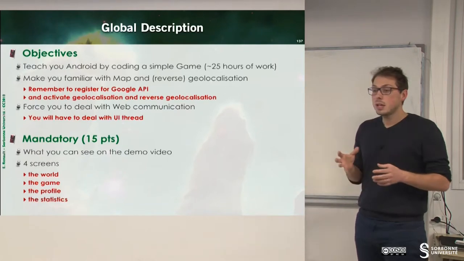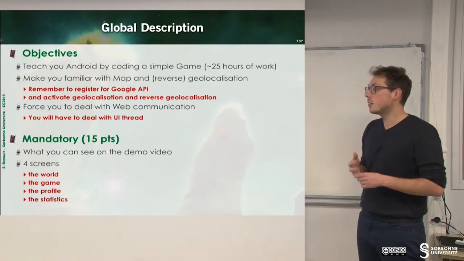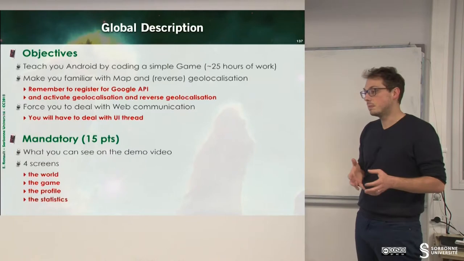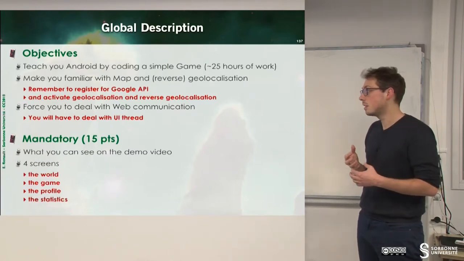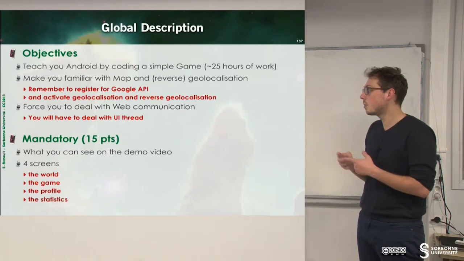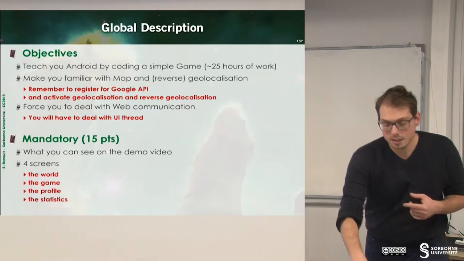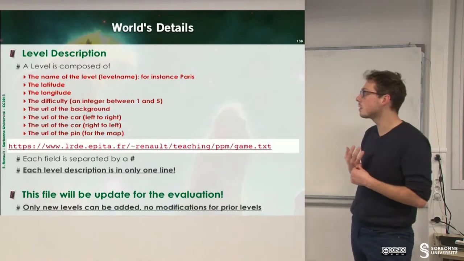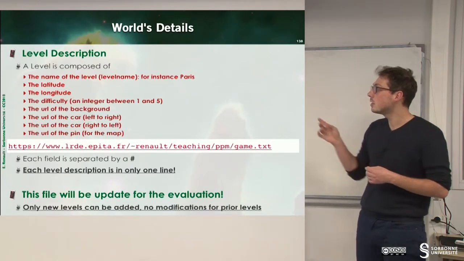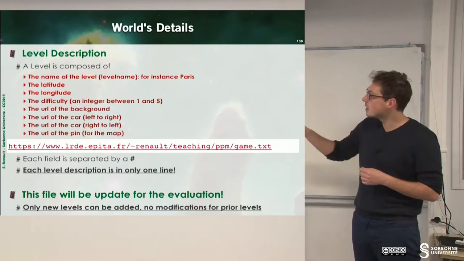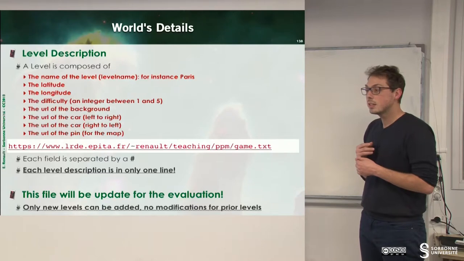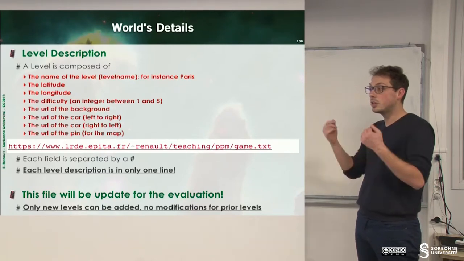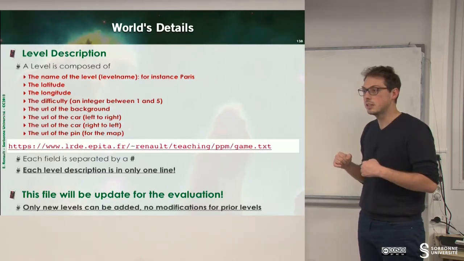The mandatory part of this project is what you've seen in the video. Okay? And it will provide you 15 points. So there are four screens: the world, the game, the profile, and the statistics. Okay? Some description about the world. You will have to download some files, which is here. And this file will be updated for graduation. So you will have to download it in your application.